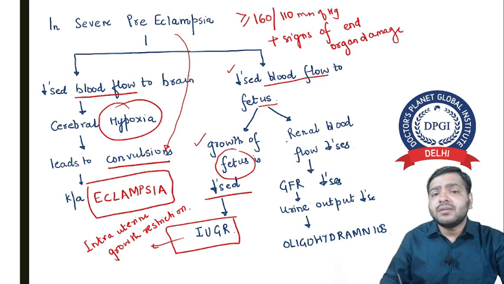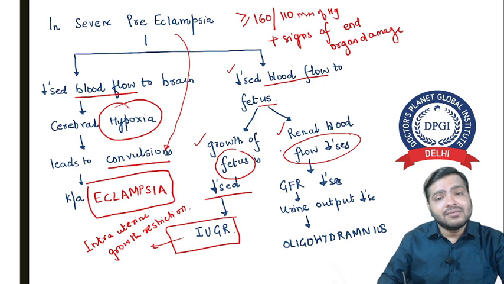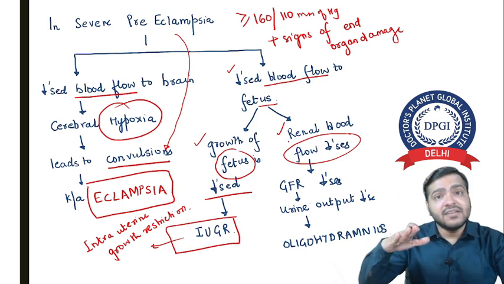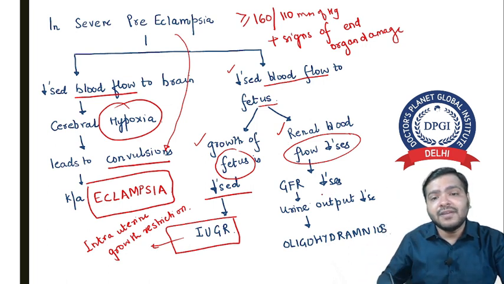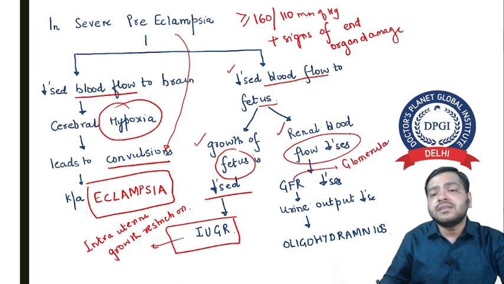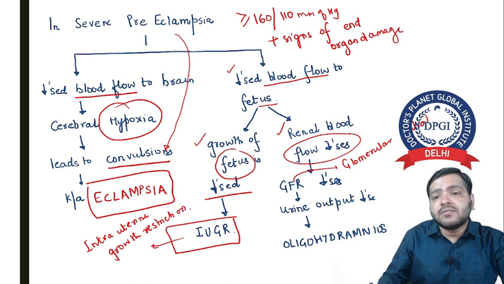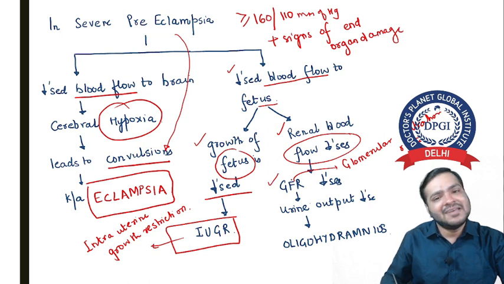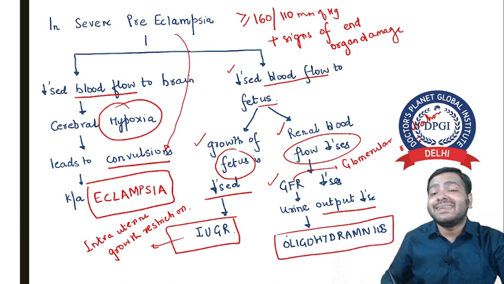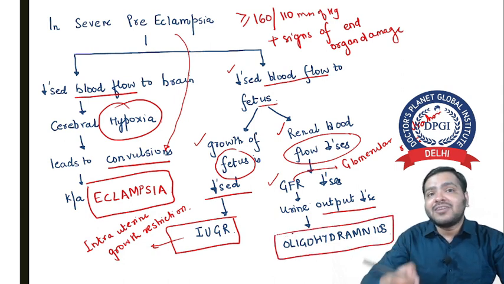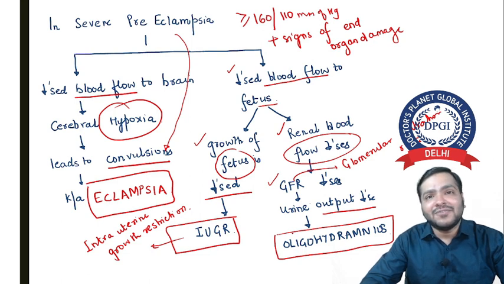Apart from that, remember that the renal blood flow inside the fetus will also decrease. So the renal blood flow decreases, and the glomerular filtration rate will also decrease. And if the GFR decreases, you all know that the urine output will also decrease, and ultimately it will lead to oligohydramnios. Okay, oligohydramnios we have already discussed in the amniotic fluid part.